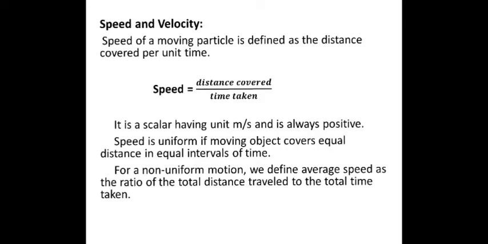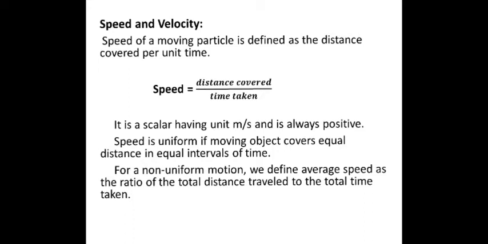Let us see what speed is. Speed of a moving particle is defined as the distance covered per unit time. This is the definition of speed, and we can write the formula of speed: speed is equal to distance covered divided by time taken. It is a scalar having unit meter per second and is always positive.